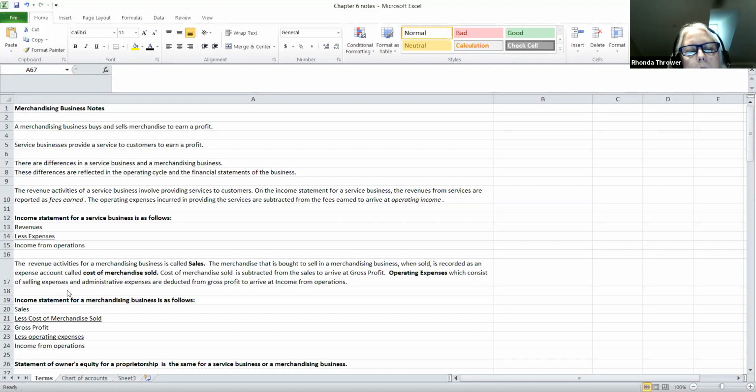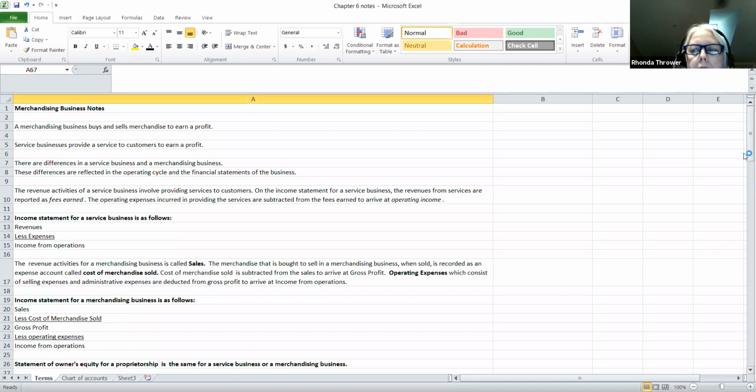So we have selling expenses and administrative expenses that make up the operating expenses, and the total of our operating expenses is going to be deducted from the gross profit, and what's left over is what we consider to be income from operations. Now, there's a little bit more to this multi-step income statement than just what I'm showing you here. Mainly today, we just want to concentrate on the fact that there are differences between a service business income statement and an income statement for a merchandising business.